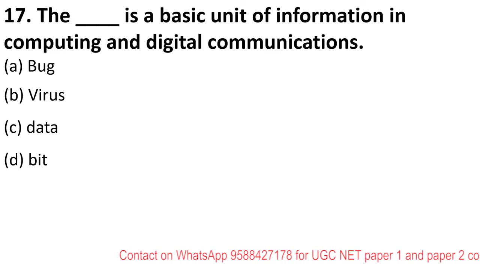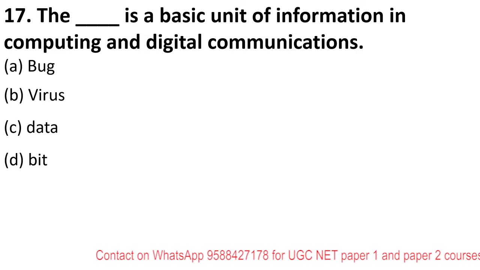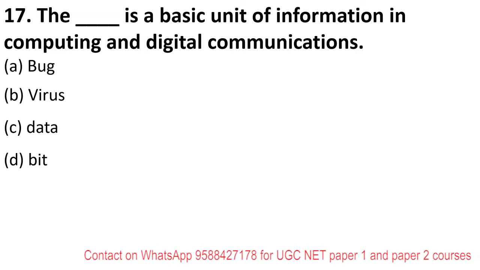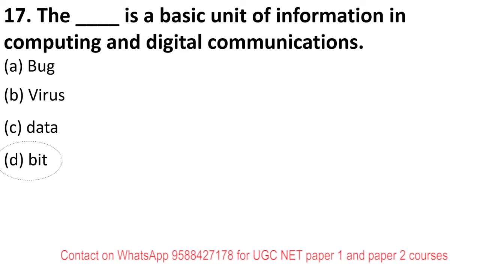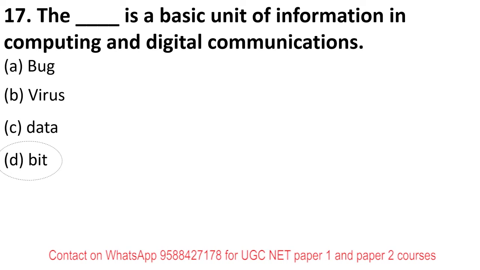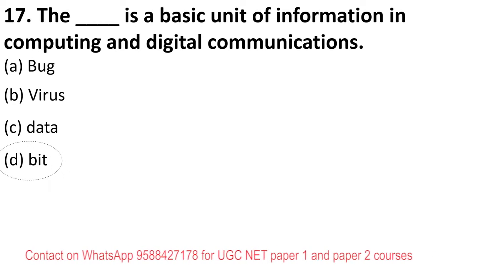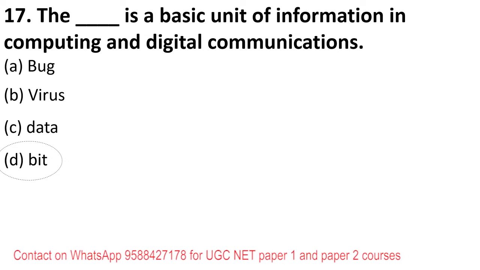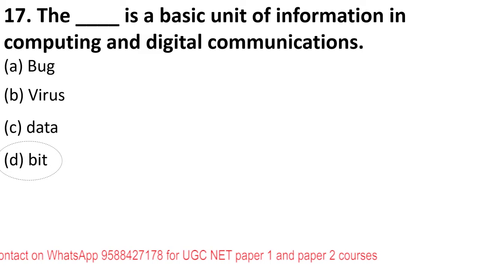Next is dash. The dash is a basic unit of information in computing and digital communication. So this question is very simple. The right answer is option D. Bit is the basic unit. In one of the previous questions also I told you that bit is the basic or the smallest unit of information. Then comes bit, then nibble, then byte, then kilobyte, and megabyte, and so on.